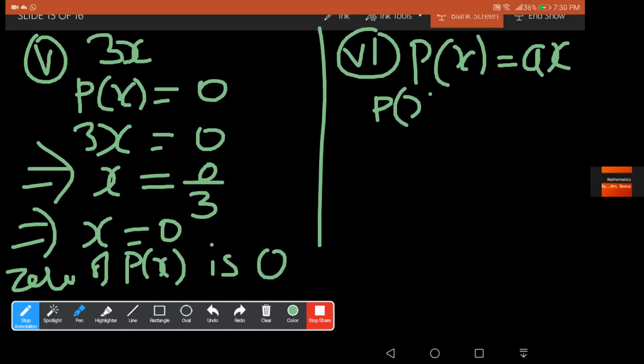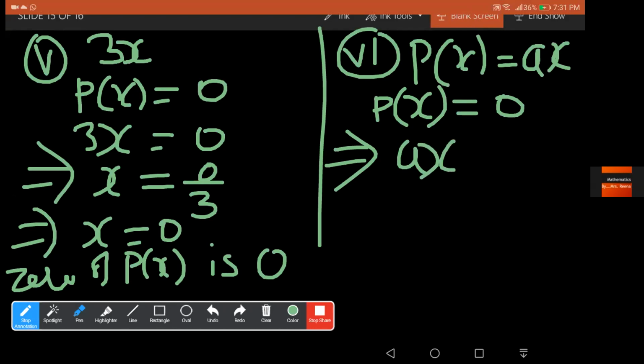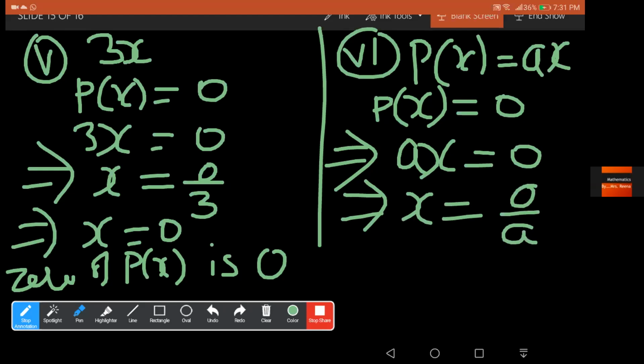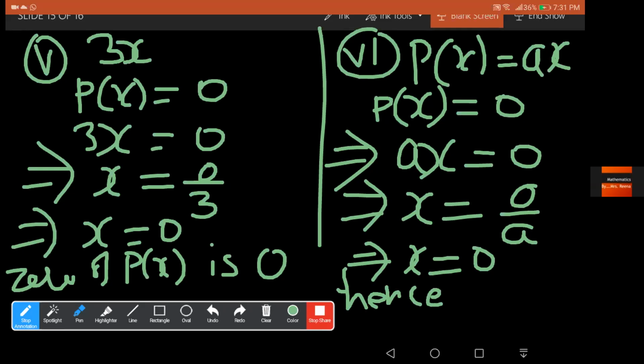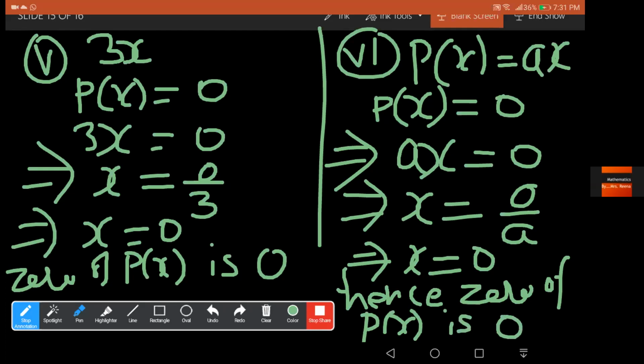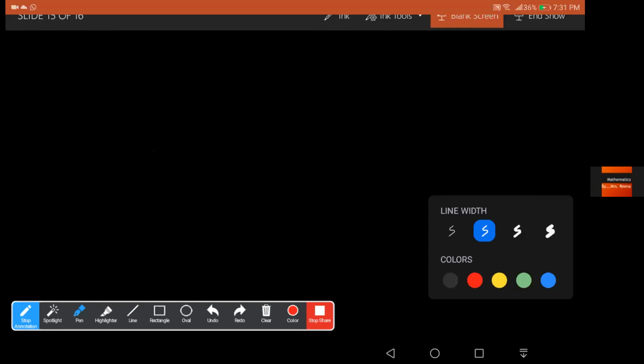Here is also the same. To find the zero, we have to put P(x) equal to 0. Instead of P(x), we have to take ax. So ax will be 0, or we can say that x will be equal to 0/a, and the value of 0/a will be 0 only. So hence we can say that the zero of P(x) is 0 here. So in the same way we can do the rest of the parts. Okay.